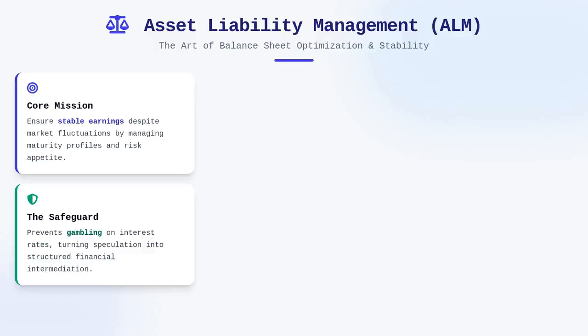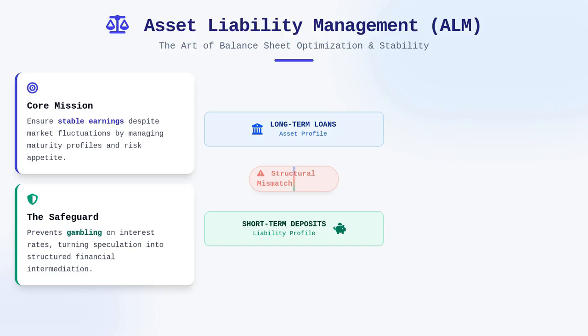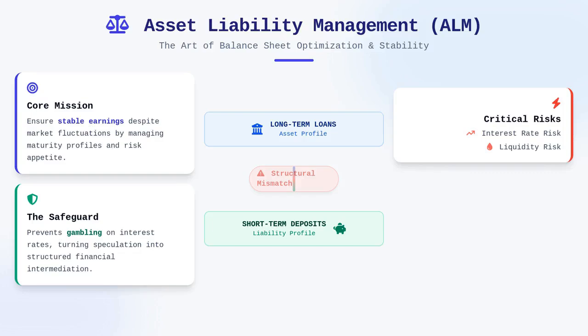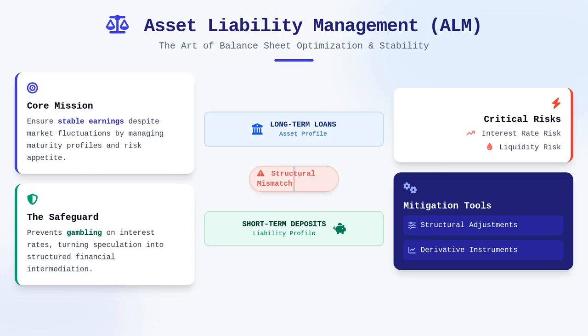When a bank accepts short-term deposits and channels them into long-term loans, it naturally creates a structural mismatch. This maturity transformation is how banking functions, yet it exposes the institution to significant interest rate and liquidity risk. The ALM function exists to identify, quantify, and mitigate these specific risks using both structural adjustments and derivative instruments. Without a rigorous ALM process, a bank would be essentially gambling on the direction of interest rates rather than providing financial intermediation.